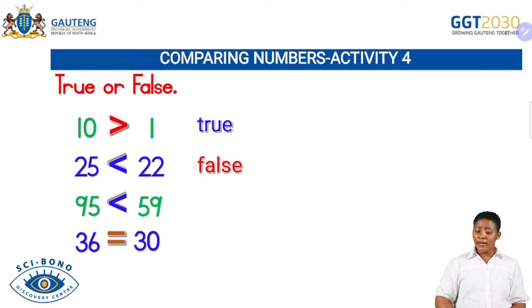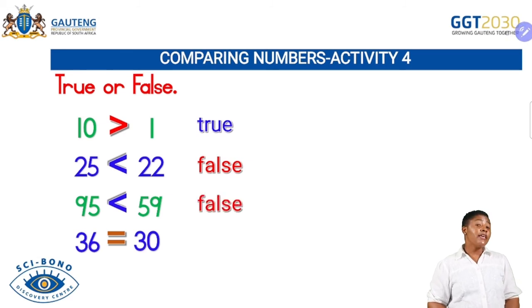And then we have number 95 and number 59. Is it true or false? So is 59 less than number 95? Is it true or false? Yes, it is false. All right, and then we have number 36.